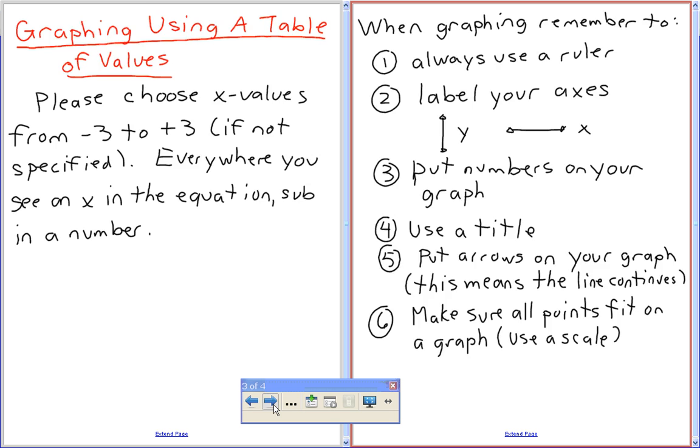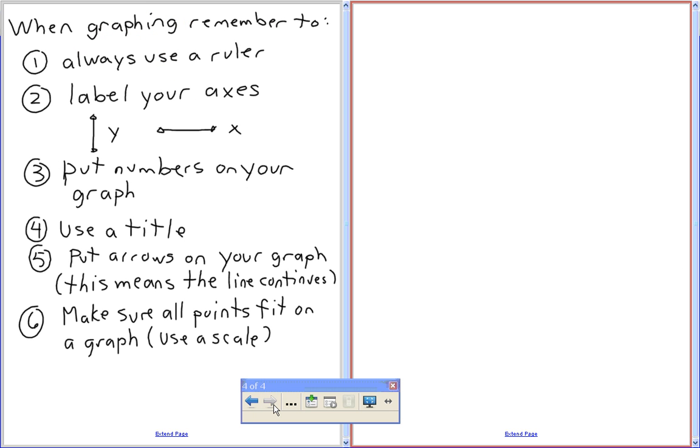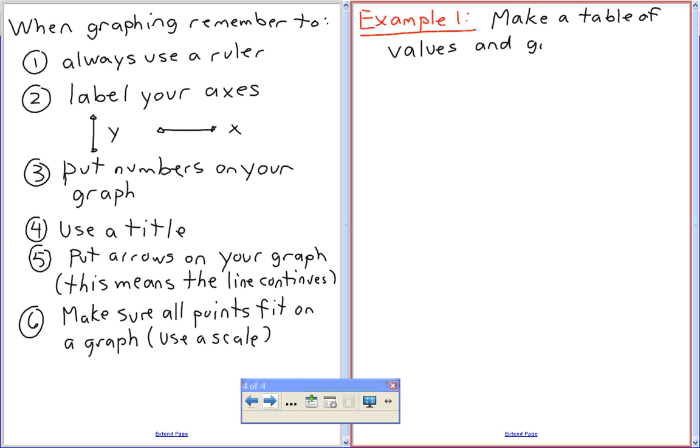Okay, wonderful. Example 1 says, make a table of values and graph y = 2x - 5.